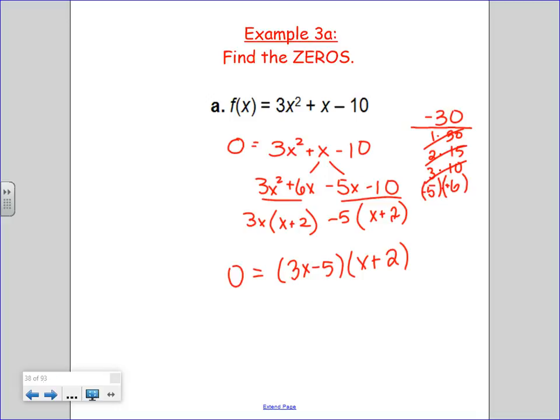Whenever we need to find zeros, first of all, we factor. Make sure that everything is being multiplied. And then we say, well, the only way to get 0 from a multiplication is if one of them has to be 0. So we set both factors equal to 0 and find both.